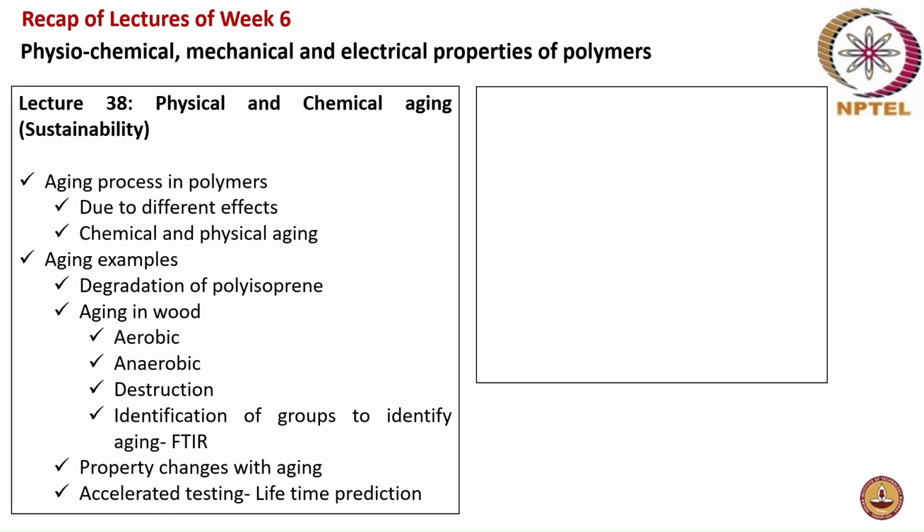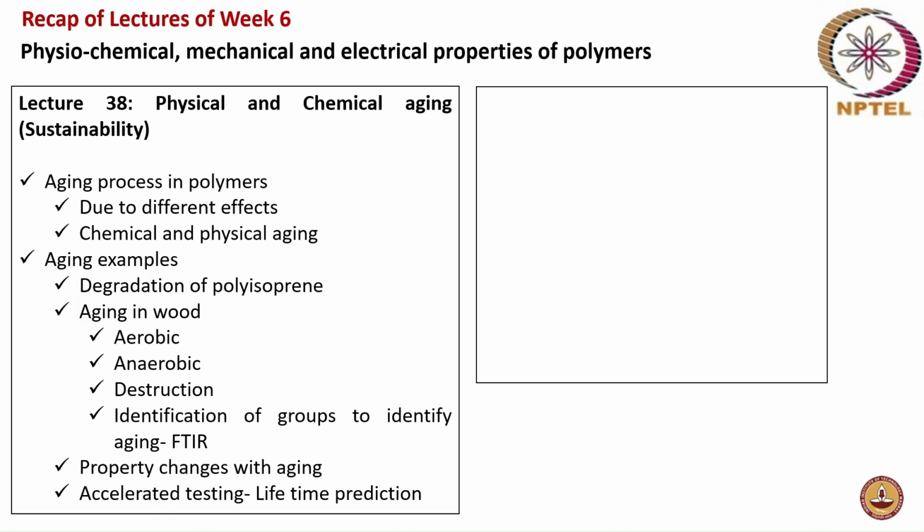There was a discussion on compliance changes with aging, and the concept of accelerated testing. This is very important in terms of lifetime predictions. For predicting the lifetime of a material, for example, if you are going to give 25 years of service life for the material, you cannot do the study for all 25 years. You don't have all that time. For example, if it has to work in some acidic condition of pH 3, you cannot do the testing for 25 years.